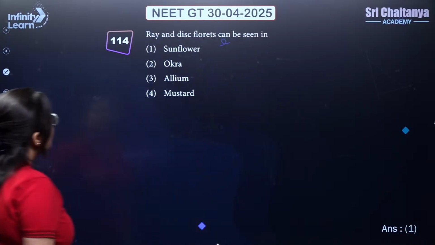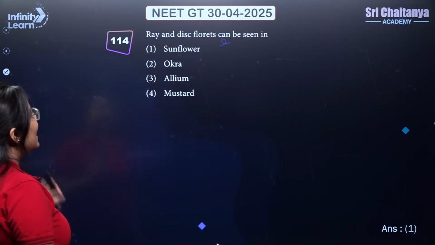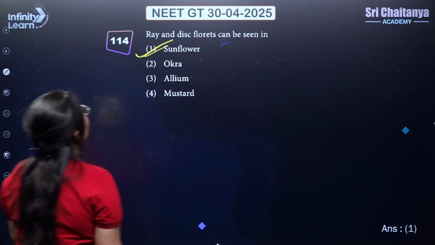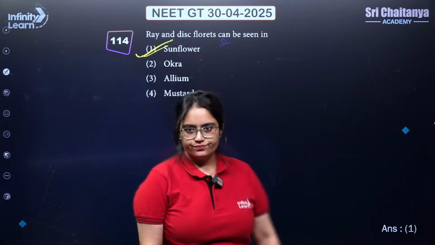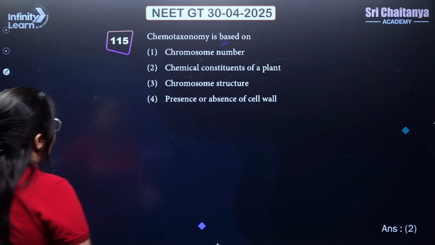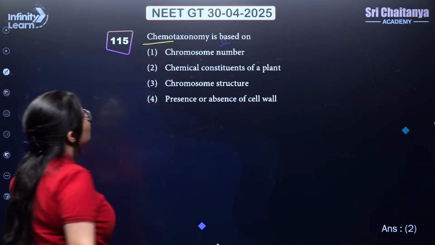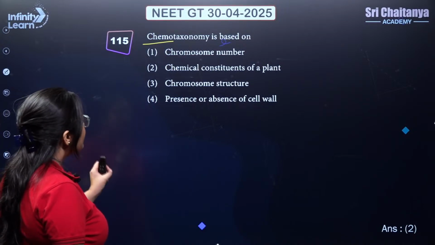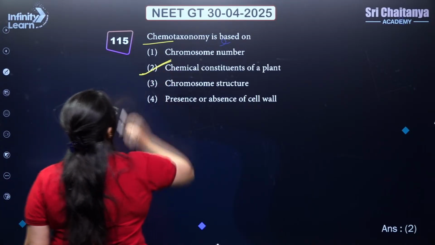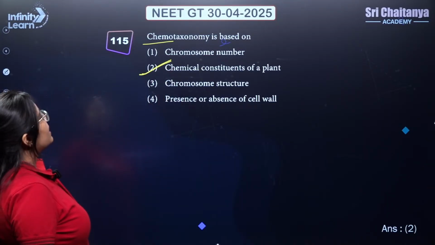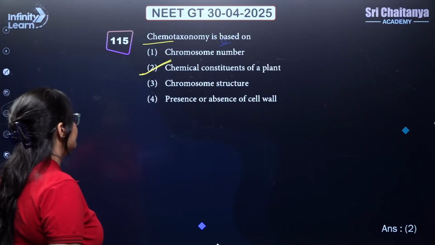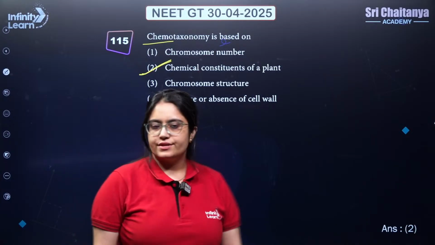Next. Ray and disc florets can be seen in, absolutely simple, sunflower. Your correct answer is 1, sunflower. Next question. Please notice chemo. Chemotaxonomy is based on chemical constituents of a plant. Answer is 2, my lovely kids. Next, everyone.